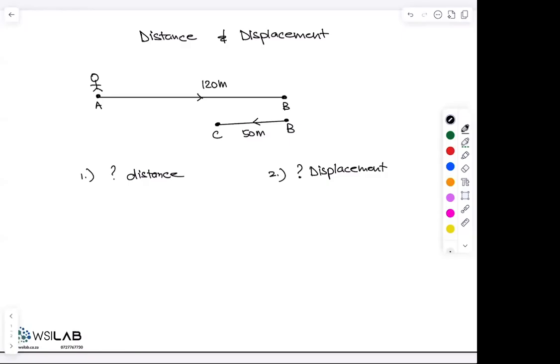Okay, so there's a person standing in position A, and he moves to the right or east. If I do this little diagram here, then we're going to use north, east, south, and west for our directions. So he's moving east 120 meters, and then he turns around and he moves 50 meters back towards position C. So maybe, Loving, you can tell me what is the distance he completed?